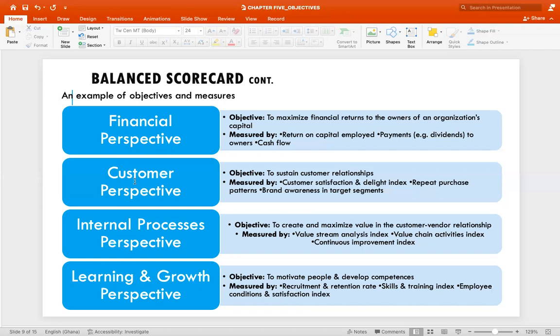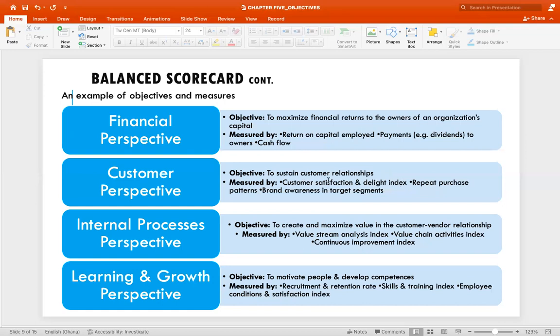Customer perspective. Why is that important? What is the objective? To sustain customer relationships. All right. As you're making the money, know that it is these guys that buy the product or the service for you to make the money. So have an objective to sustain the customer relationship. How is it measured? It's measured by customer satisfaction and delight index.